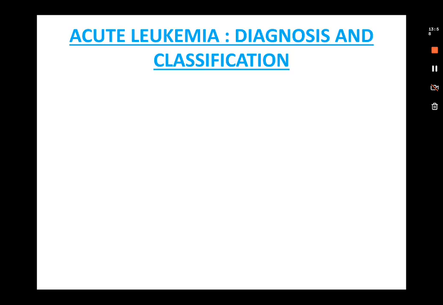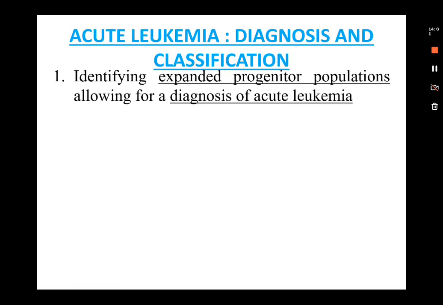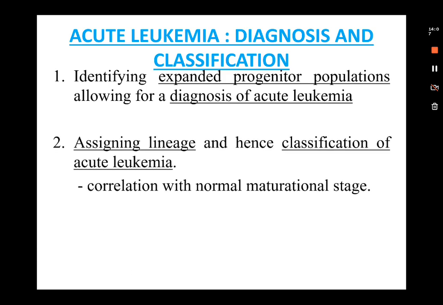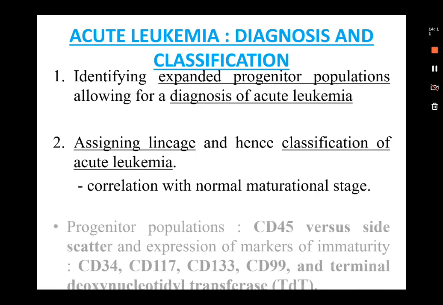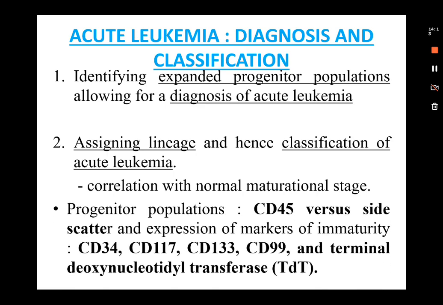Now, for acute leukemia diagnosis and classification, how is flow cytometry helping? It identifies the expanded progenitors, that is, the blasts, and allows for the diagnosis. It assigns lineage and hence gives us a classification also. It correlates with the normal maturational stage. For the progenitor population, we use CD45 and side scatter, and other markers of immaturity like CD34, CD117, CD133, CD99 and TDT.